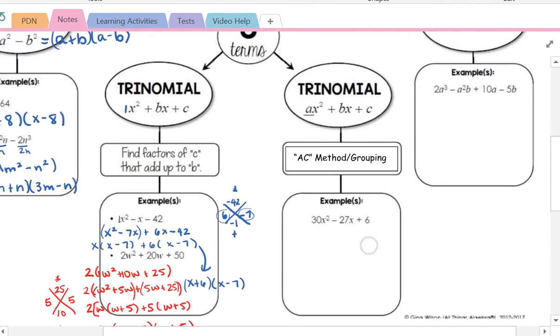Okay, the next one is basically the same if we're doing it the same way. This just has a leading coefficient that's not 1, but 30, negative 27, and 6 all have 3 in common, so I'm going to factor that out. I have 10x squared minus 9x plus 2. Multiply AC, so 10 times 2 is 20. That goes in the top. Negative 9 goes in the bottom.